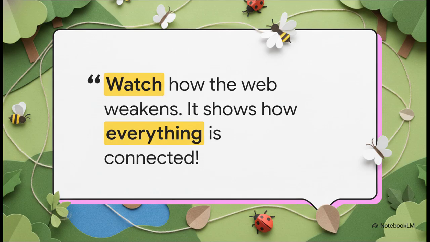The absolute core takeaway from this explainer is that losing even one tiny insect, one specific plant, or polluting one small pond doesn't just affect that single species. Because of that invisible yarn, that intricate interdependence, it weakens the entire ecosystem. Everything in nature is fundamentally connected.